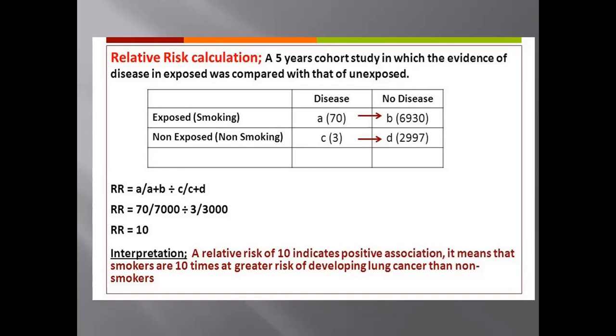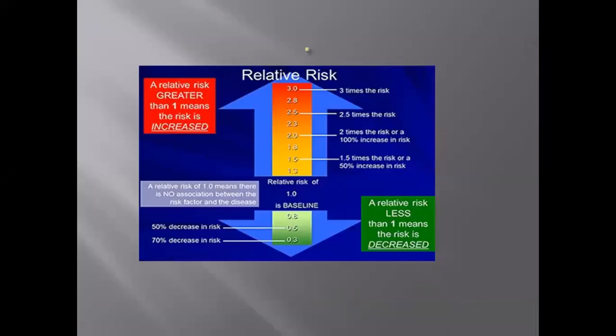And when there was no disease, 6,930, and in the non-exposed group, there were 2,997. So if we calculate the incidence in both the exposed and non-exposed groups, there will be 70 divided by 7,000, and we will divide it by 3 divided by 3,000. So the answer will be 10. The interpretation of a relative risk of 10 indicates a positive association. It means that smokers are 10 times at greater risk of developing lung cancer than non-smokers.